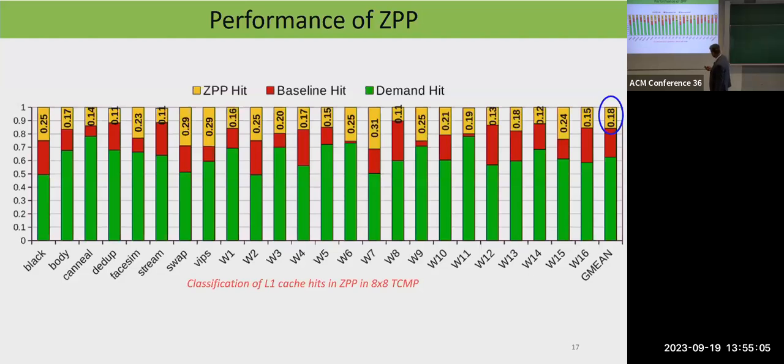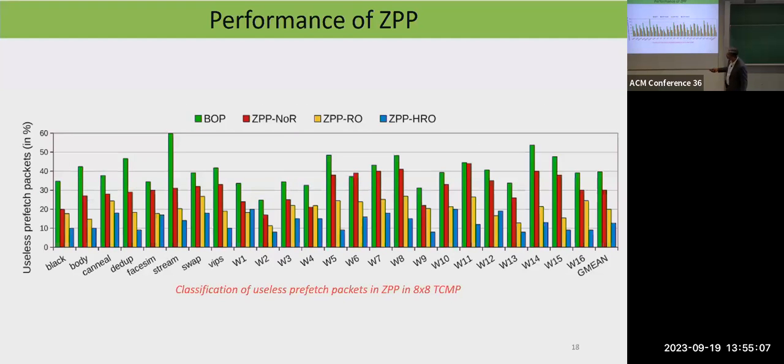And then the next aspect we worked on is the useless packets. We are bringing packets, and the packets are being used because they are kept for a longer time before eviction. So the lower the bar, the better.